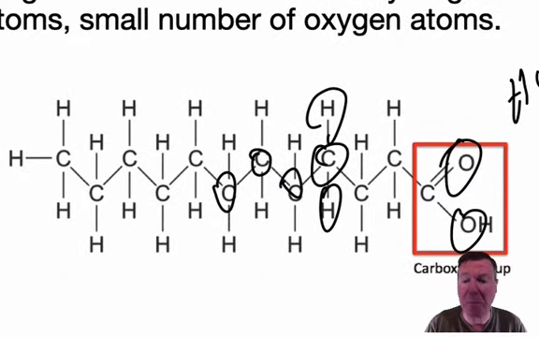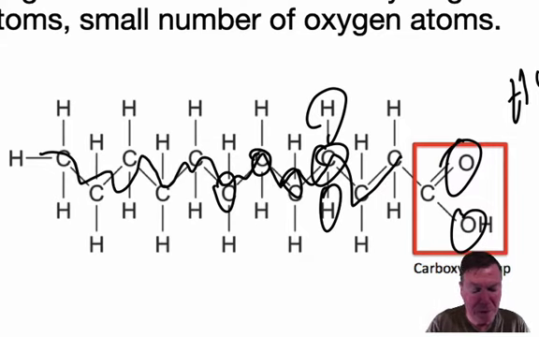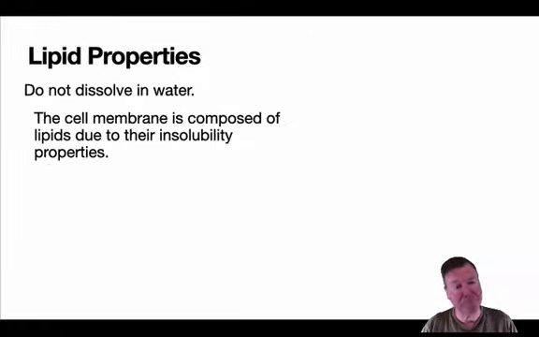The hydrocarbon chain is this long chain of carbons and hydrogens. What's at the end makes it different, and how long that chain is makes it a different structure. So what are the properties of a lipid?